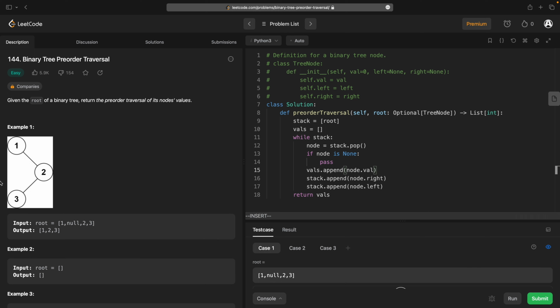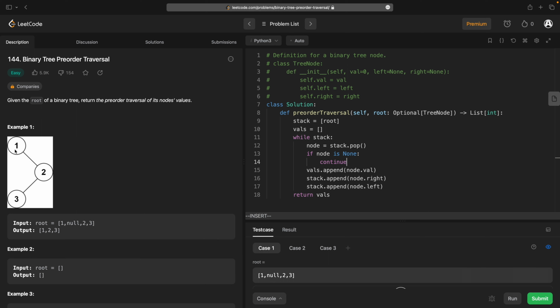Then we're going to put the right side on. That's all this here. And then we're going to put the left side on. And that's the stuff over here. Now the left is a none. So when we get them to pop it off again, the node is none. So we're going to, not pass, we're going to continue. I'm going to continue back around again.